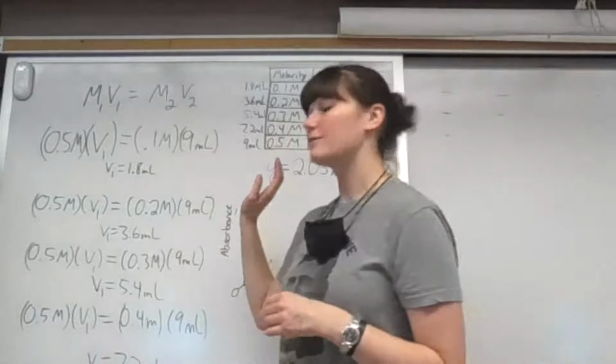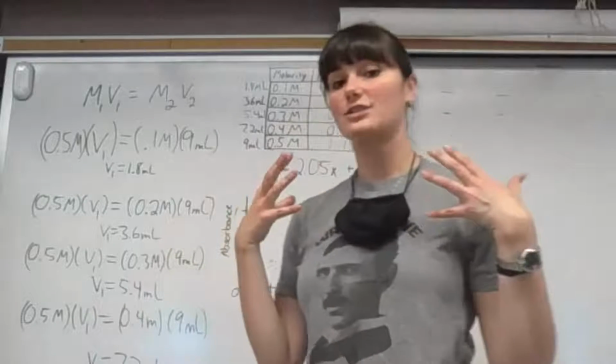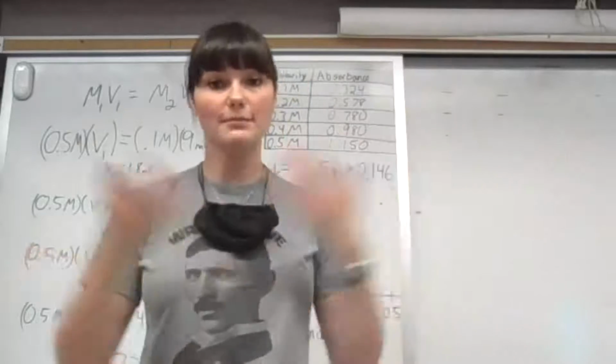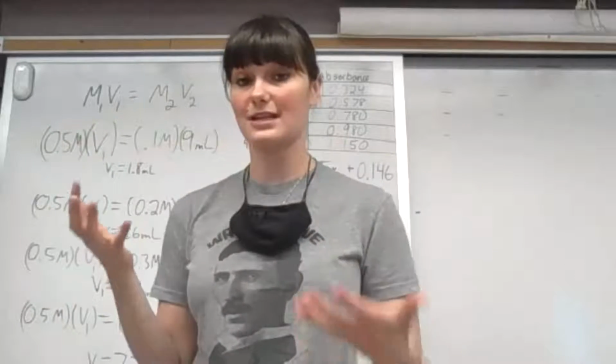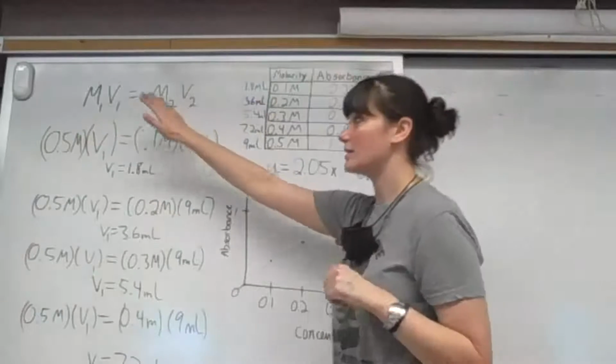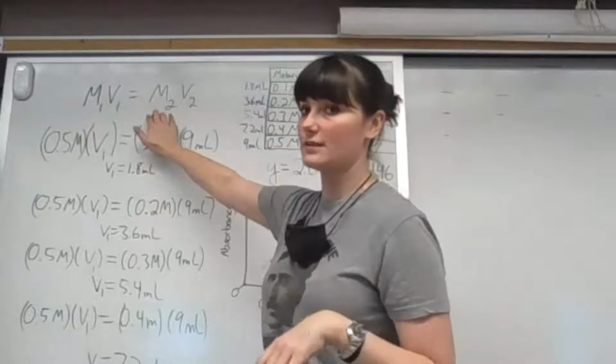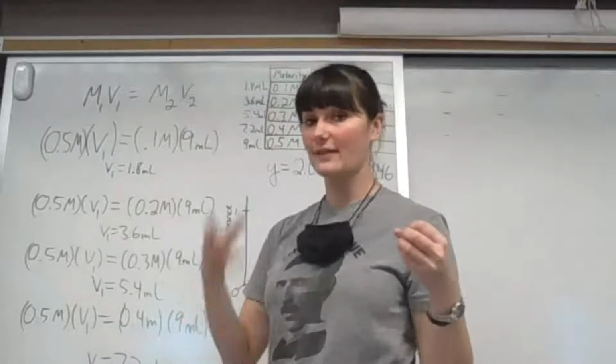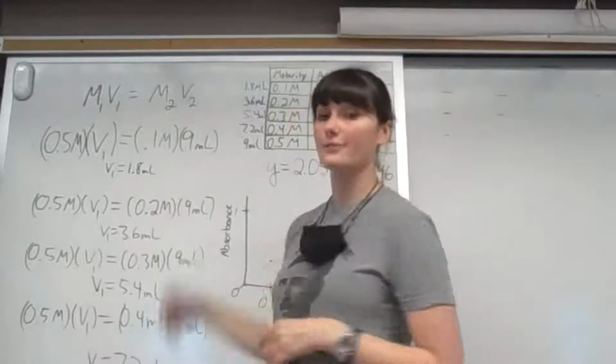So the first thing that you had to do in this lab was you had to make your solutions, which most of you were able to do with pretty much 100% success. All the solutions that I saw looked really good. So we were using this M1V1 equals M2V2 formula to get 9 milliliters of solution for every single cuvette, but they were at different concentrations.